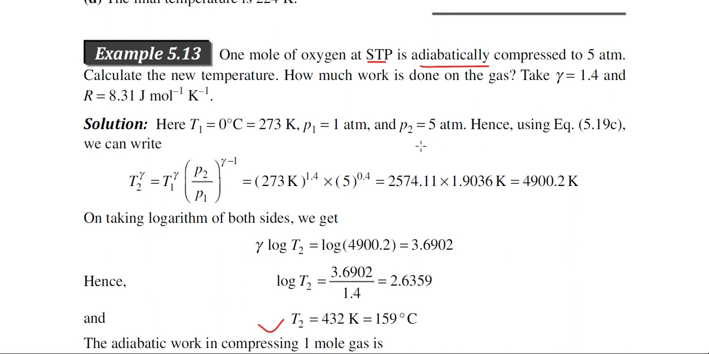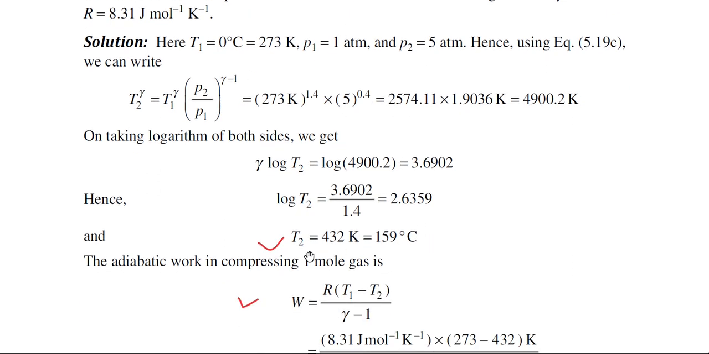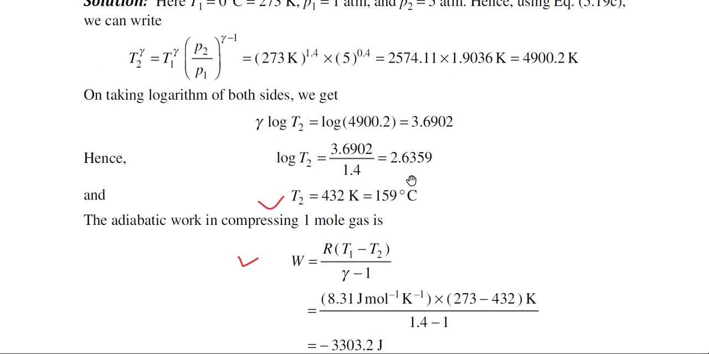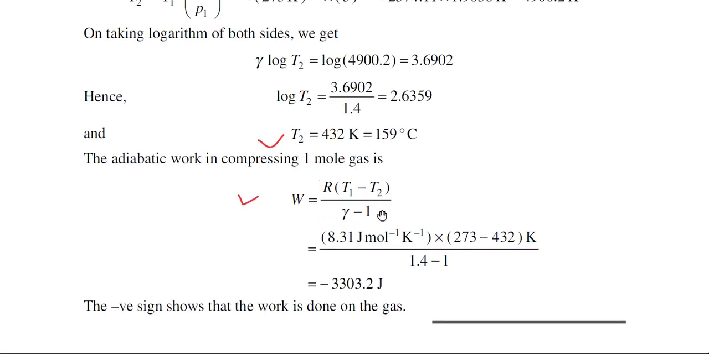Now you can use the TP relation here. Using the TP relation you can calculate the final temperature, because on the right hand side you know all the values, as they are given in the problem. So, this one is the final temperature, and you can also calculate the work, because this is the formula of work done involving the temperature values. The expression of the work done is R into T1 minus T2 by gamma minus 1. So, this is the value of the work done.